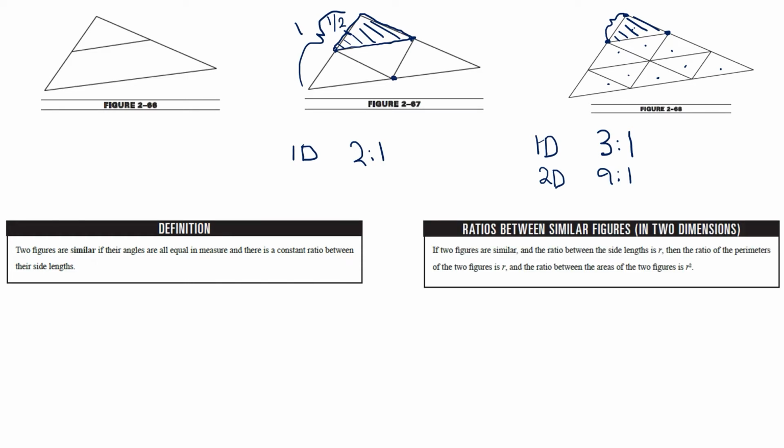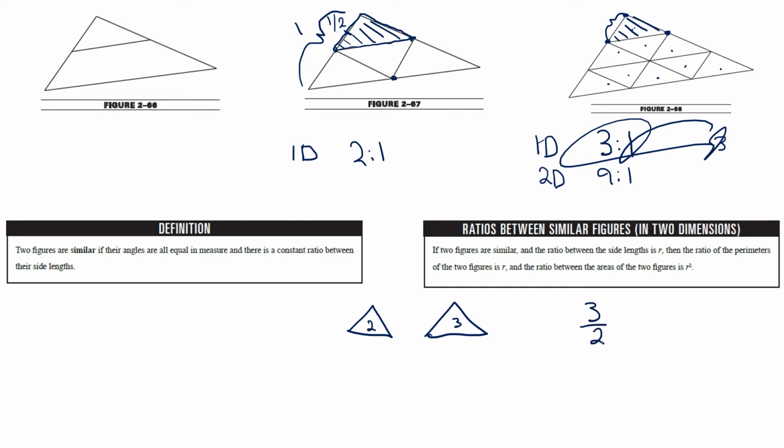Here is the definition of the ratios between similar figures. So if the ratio between the side lengths is r, you can also write ratios like, say there was a triangle and then another triangle, and the ratio was 3 to 2. If your ratio was 3 to 2, you could also write it like this, 3 to 2 or 3:2. I write it like this because it's a ratio and not a fraction.